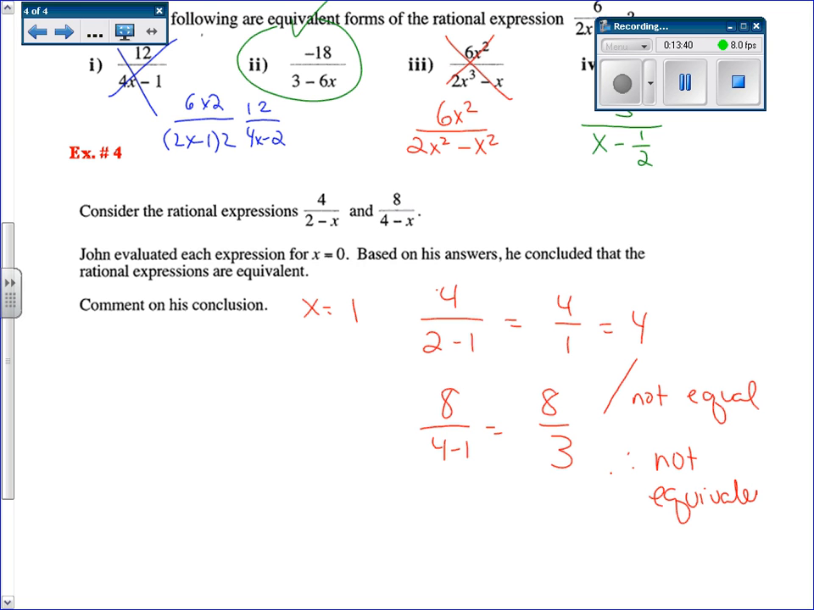So you can't just test it with one number. You have to test it with a whole bunch of numbers.